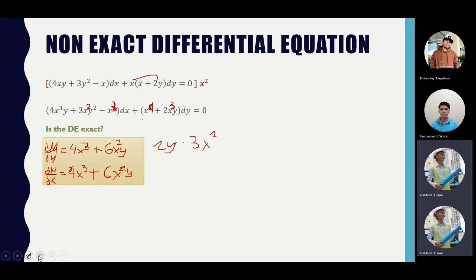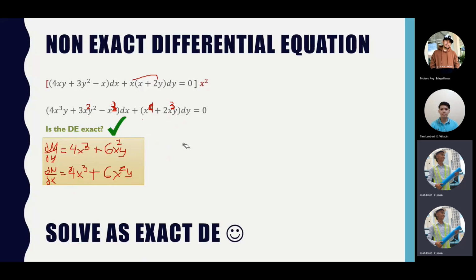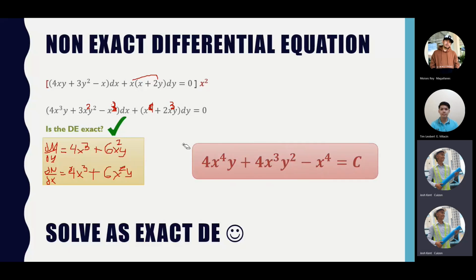So therefore we can say that the given DE is now exact. Now how to solve non-exact differential equations? We solve it with the same process as exact DE. So by solving this, you will get the answer of 4x to the 4th times y plus 4x cubed y squared minus x to the 4th is equal to c. So that is the final answer. You solve it through exact DE.